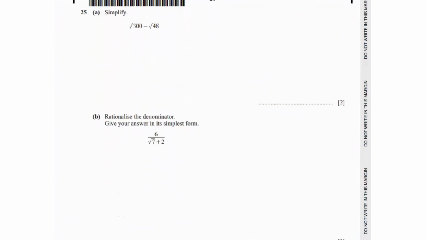Then we have surds. It says simplify root 300 minus root 48. So whenever we have surds and they have different numbers inside the root and they want us to add or subtract them, we first need to simplify those surds separately.